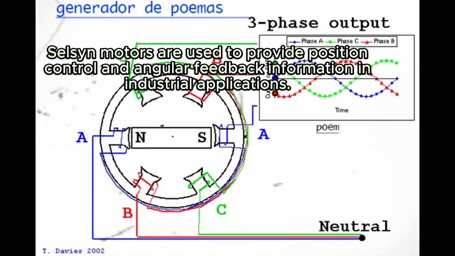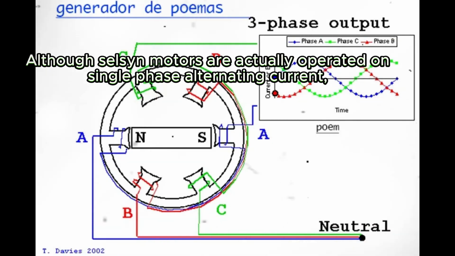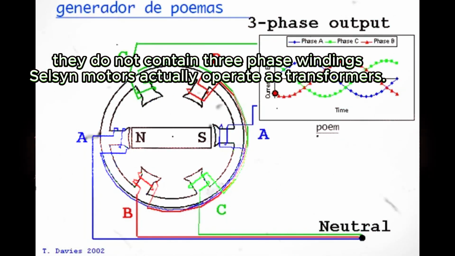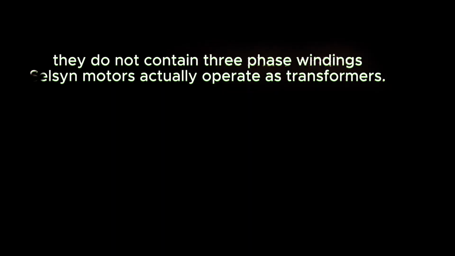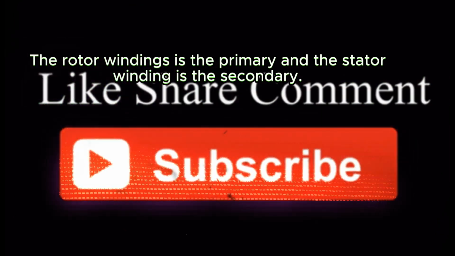Selsyn motors are used to provide position, control, and angular feedback information in industrial applications. Although Selsyn motors are actually operated on single-phase alternating current, they do not contain three-phase windings. Selsyn motors actually operate as transformers. The rotor winding is the primary and the stator winding is the secondary.